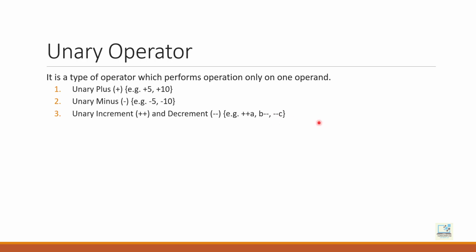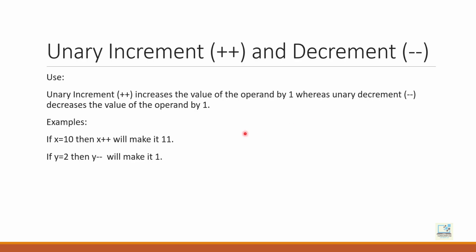What is unary increment and decrement? So what is the use of unary increment and unary decrement? Unary increment increases the value of the operand by 1, whereas unary decrement decreases the value of the operand by 1. Examples are, suppose x is 10. If I write x++, it will increase by 1. That means the value will become 11. If I have a variable y equal to 2 and I write y--, the value will decrease by 1, right?